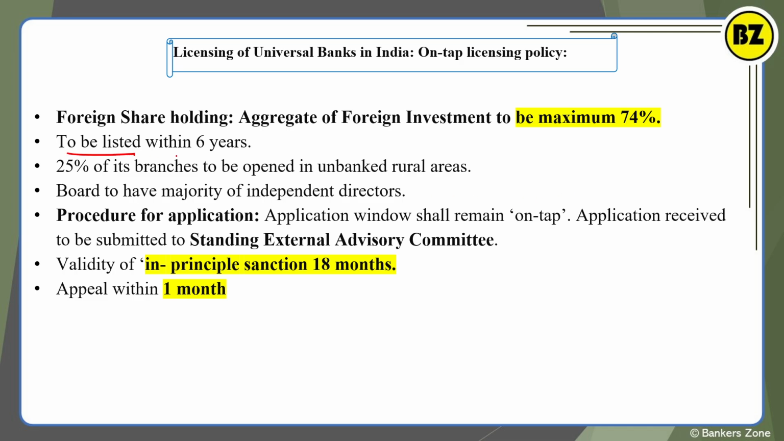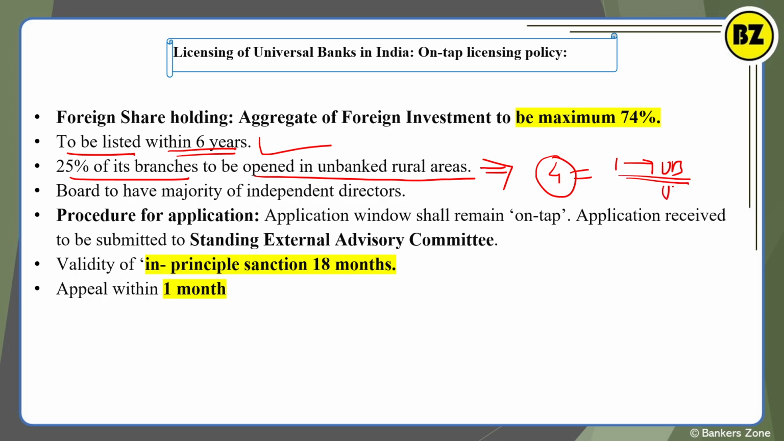Now, to be listed within 6 years: any company that is registered should be listed in the stock market within 6 years from the establishment. 20% of the branches should be opened in unbanked rural areas. This is the criterion of the RBI. If you want to open 4 branches in the financial year, out of those 4, 1 must be in an unbanked rural center, URC. In the unbanked area you have to open 1, the rest 3 you can open anywhere. This is a simple guideline by the RBI.